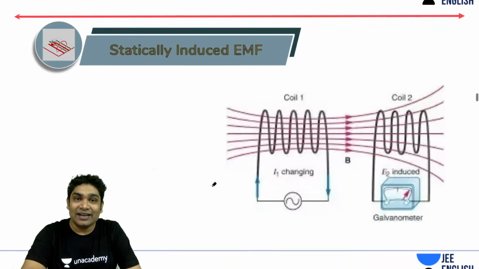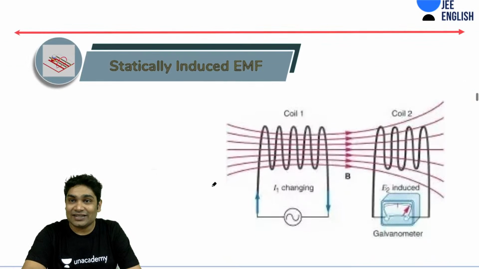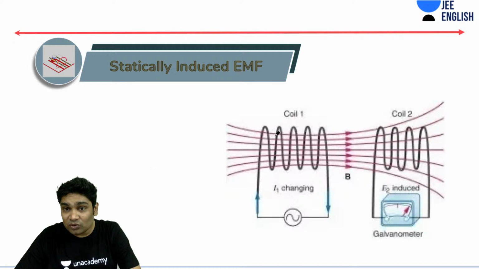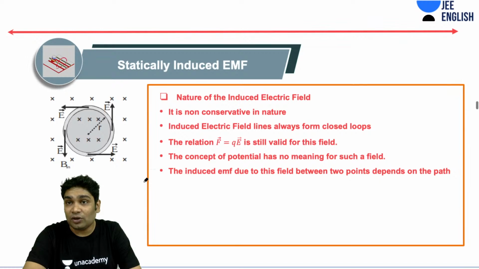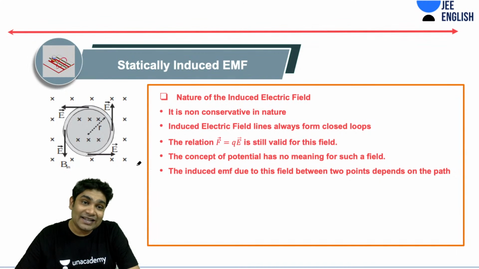So we realized in the last class that statically induced EMF was nothing but the EMF which is induced when the flux linked to a coil starts changing because of a time varying magnetic field. To explain this behavior, we brought in the concept of the electric field which gets induced by a time varying magnetic field. We discussed that any time varying magnetic field induces some circular electric field lines.